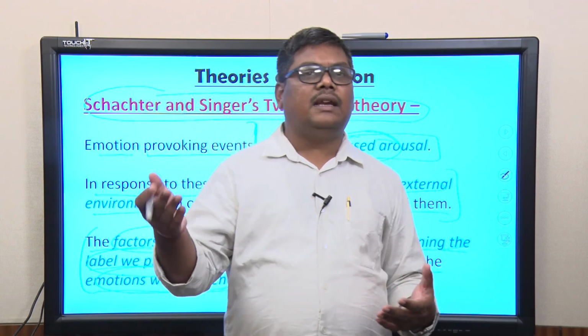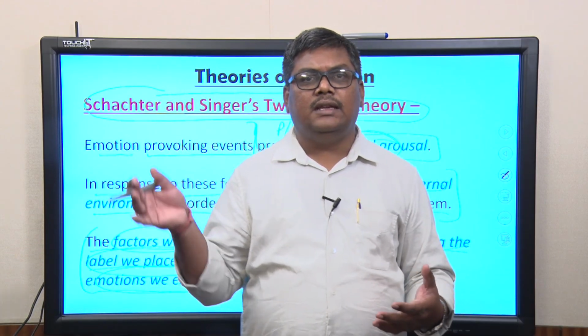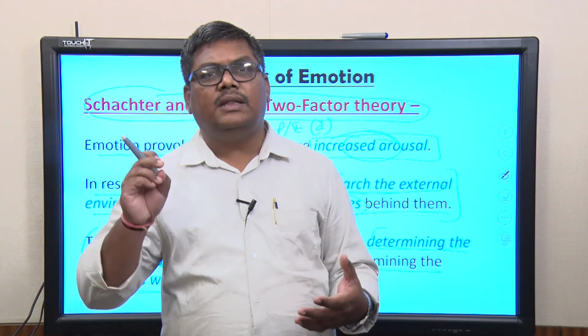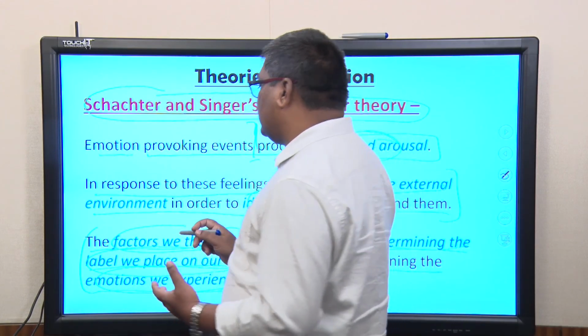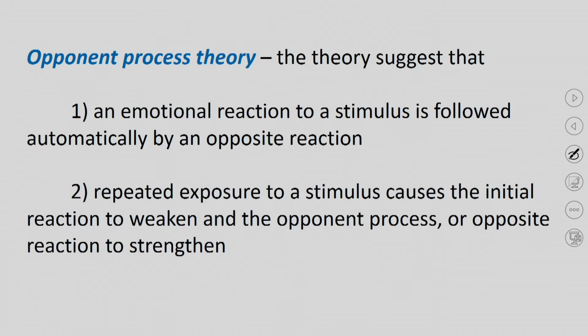In a sad room, they were crying, they were sitting at a place and not doing anything, and so these cues, these environmental cues, made them believe that it was a sad room and they were feeling sad, and that is what this theory actually says. The factors which are selected for determining the reason for the arousal lead to the emotion.